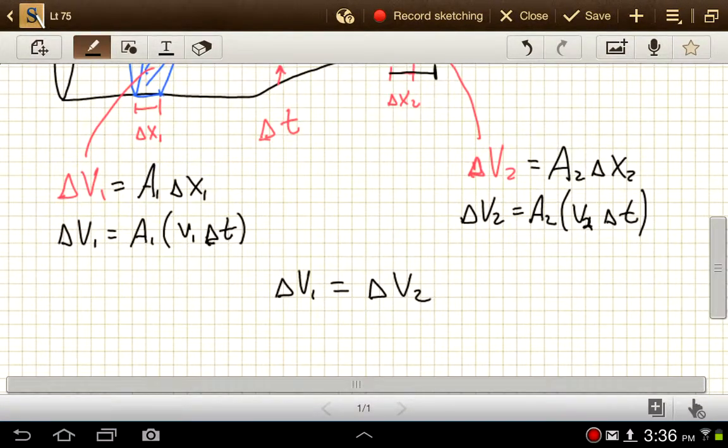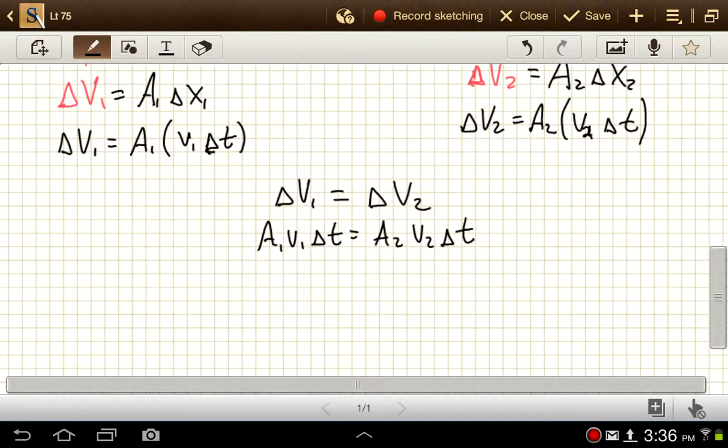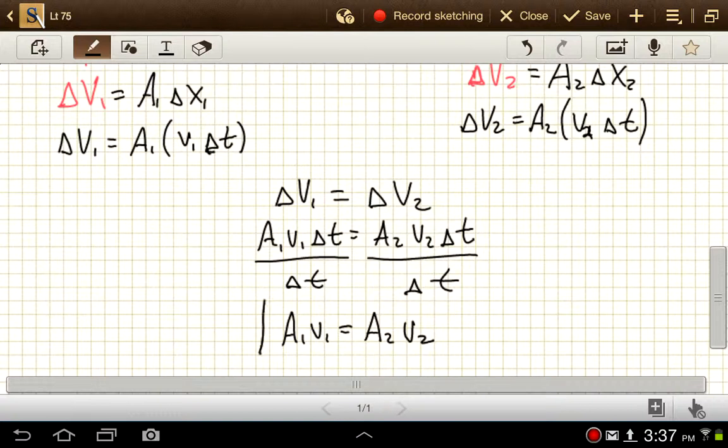And then we have expressions for these. We've got A1 times V1 times delta T is equal to A2 times V2 times delta T. And we can see that our time appears on both sides of the equation. So since we know that the change in time is never going to be 0 here for any problem we would want to do, we can go ahead and divide both sides by delta T. And we get A1 V1 is equal to A2 V2. And this is what's known as the continuity equation.